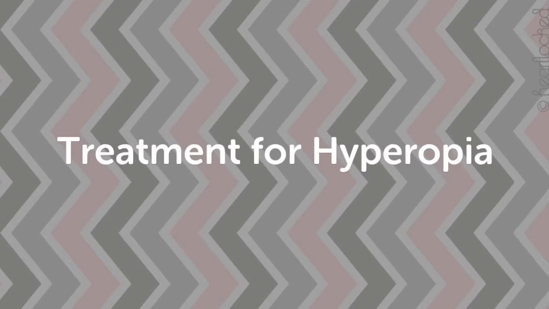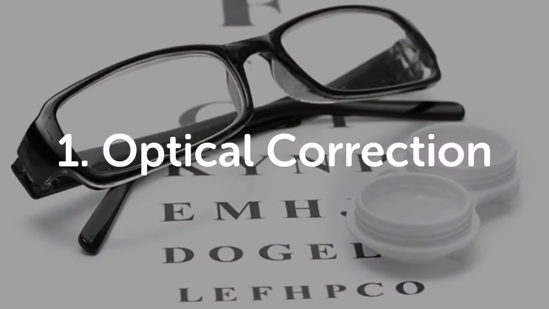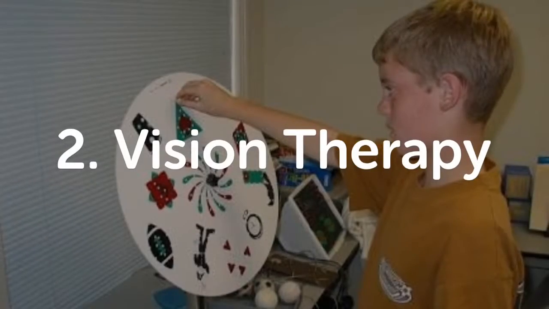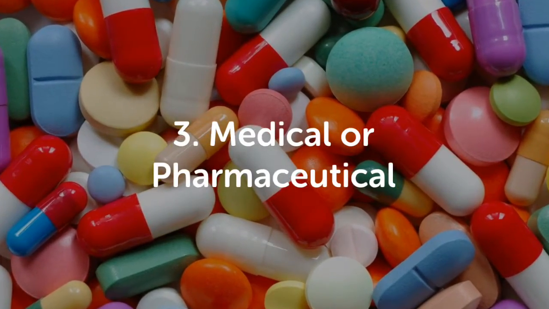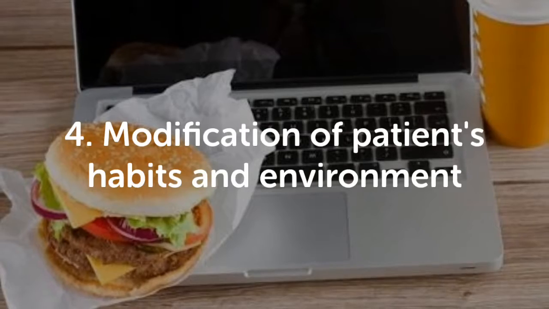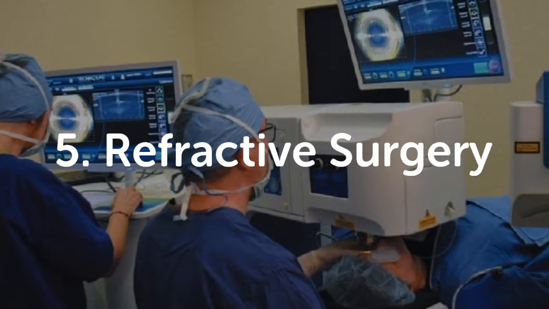Treatment for hyperopia are optical correction, vision therapy, taking of medical or pharmaceutical agents, modification of patients' habits and environment, and refractive surgery.